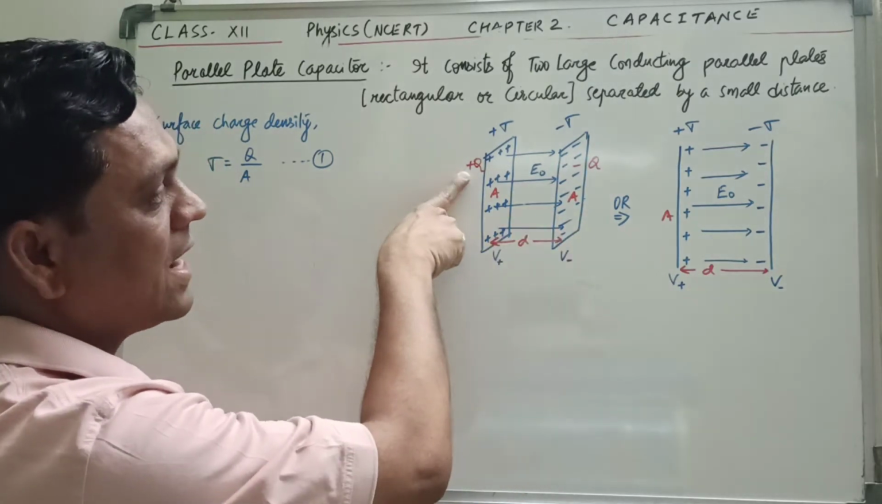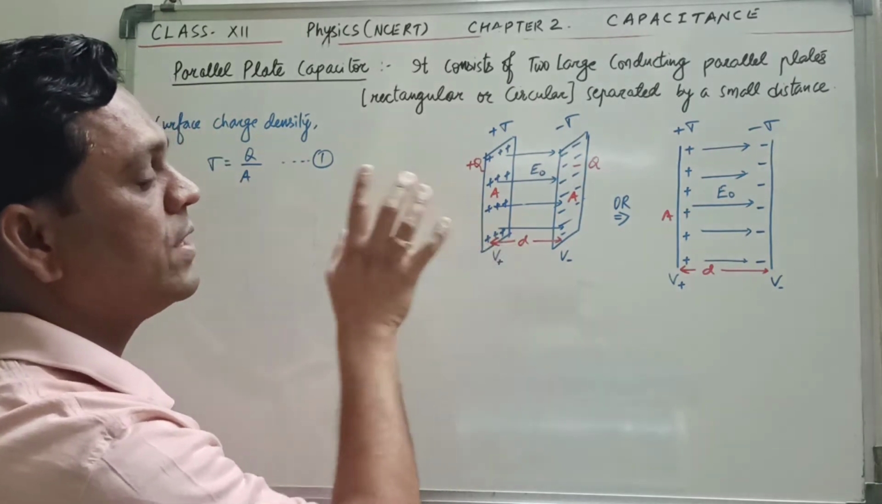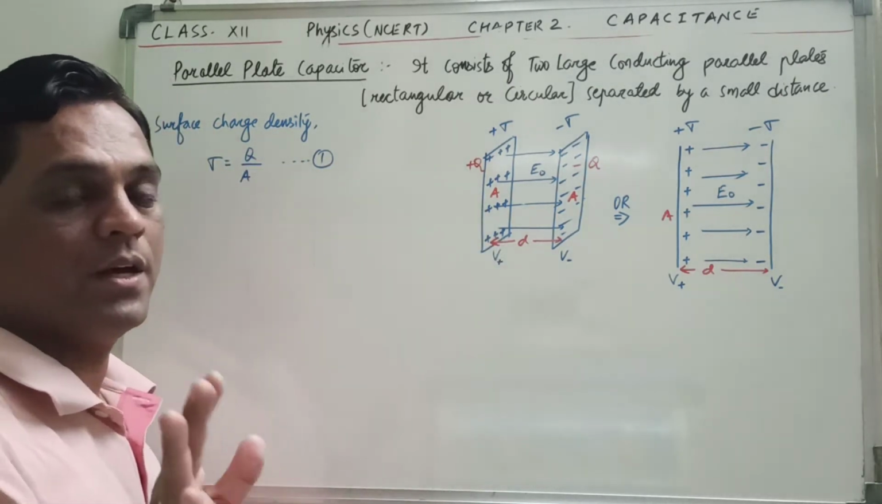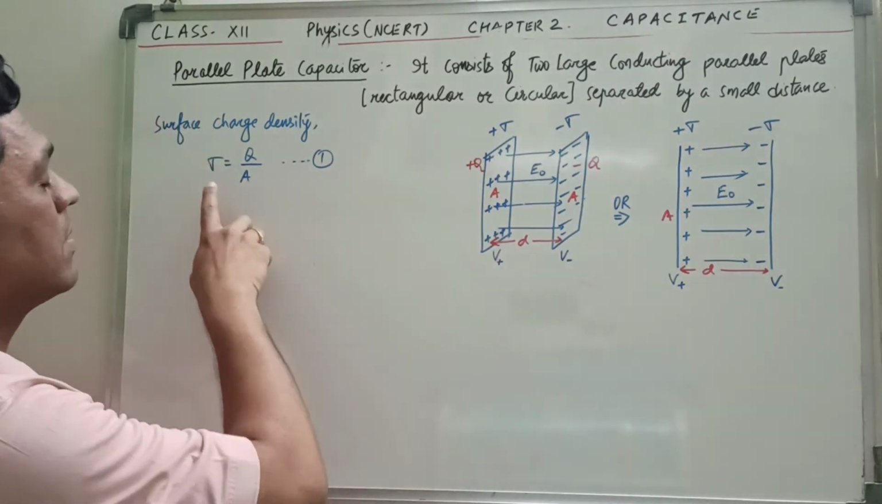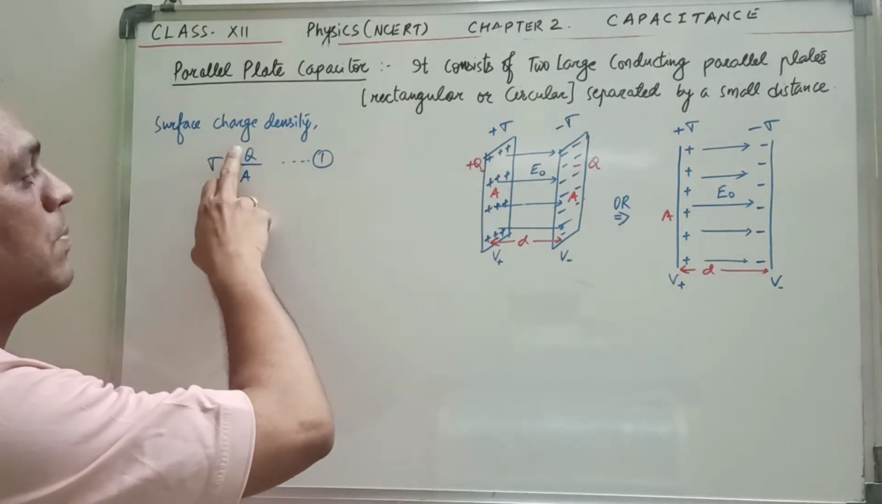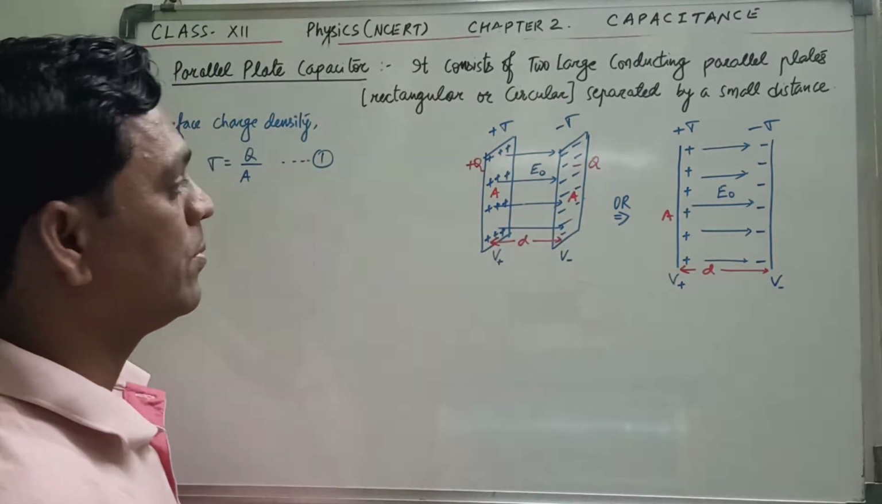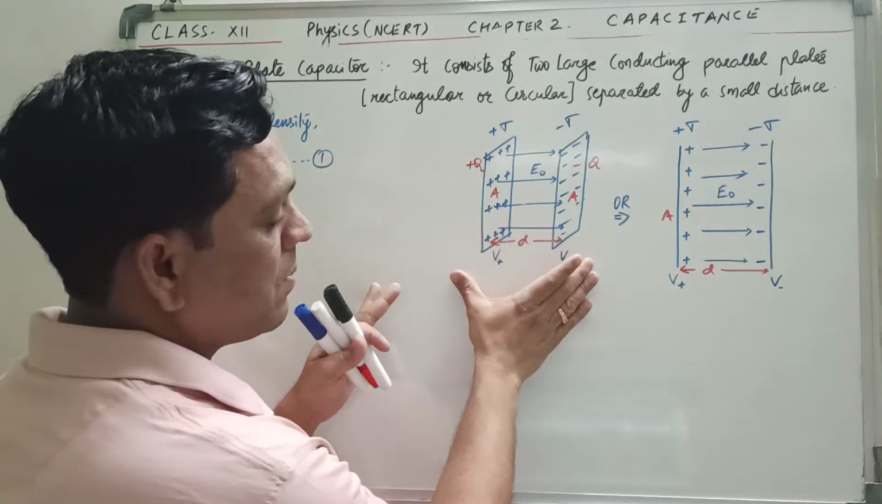Since this charge has been given over an area of the plate equal to A, the surface charge density of the capacitor will be sigma equal to Q upon A. So plus sigma will be plus Q upon A and minus sigma will be minus Q upon A. This is the parallel plate capacitor.